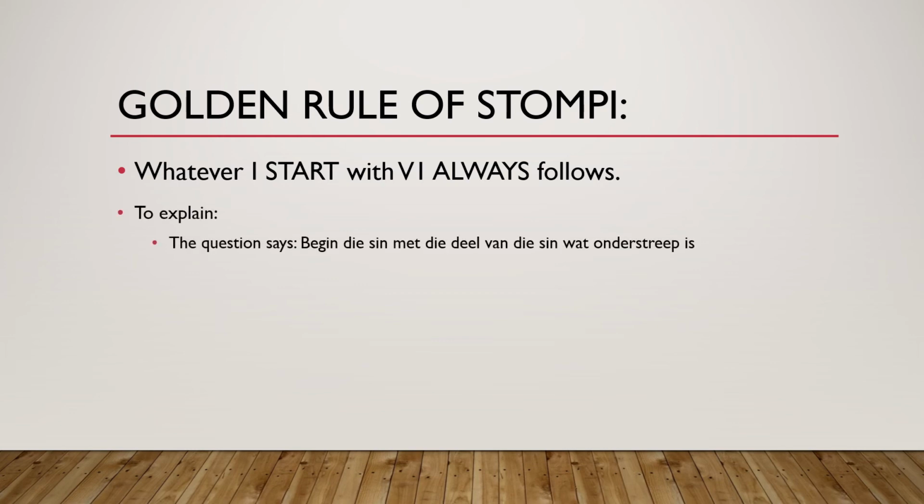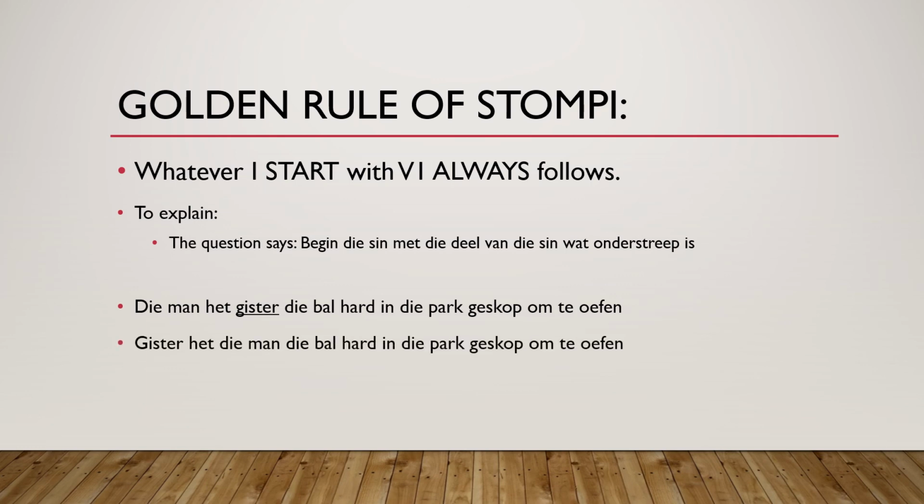An example question in an exam paper would be, begin die sin met die deel van die sin wat onderstreep is. Start the sentence with the part of the sentence that is underlined. So now, if we look at that example sentence, die man het gister die bal hard in die park geskop om te oefen. So gister is underlined, and that would be our time. Because S is the man, verb 1 is het, next we have T for time, and that is gister. So now, I write down gister as they instructed me to. I write down my verb 1, and then I have to start somewhere. A great place to start would be at the beginning. So you start with your S of STOMPI, the time you already wrote down. Then you start writing down your object, your manner, your place, your verb 2, and your infinitive. And that is how you start a STOMPI sentence with anything else but the subject.